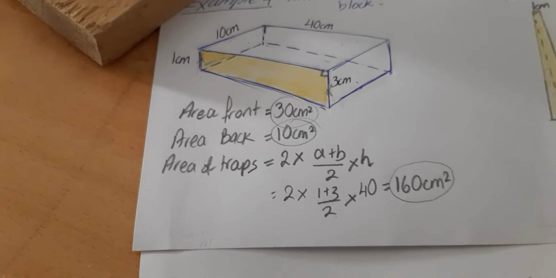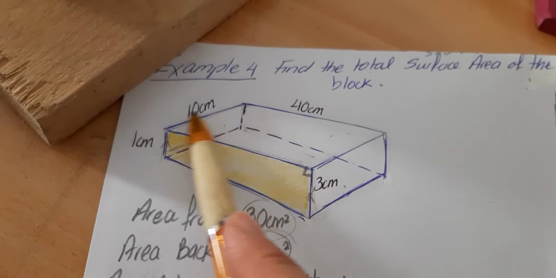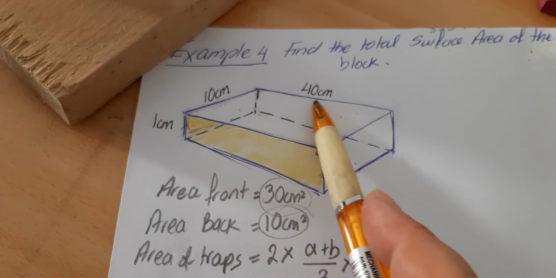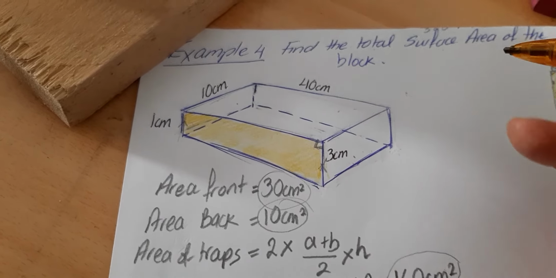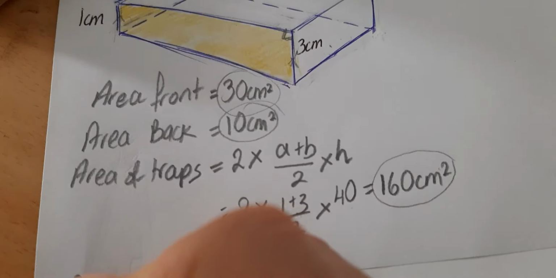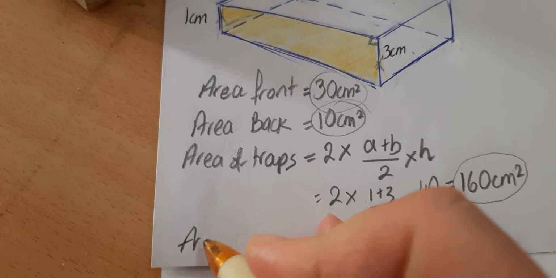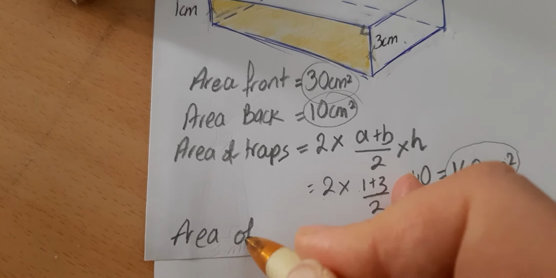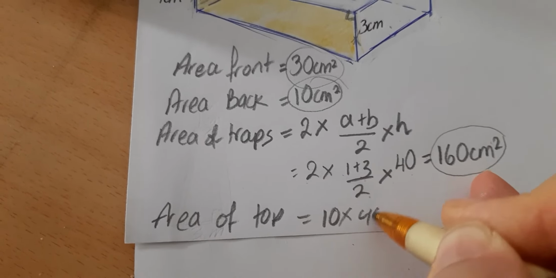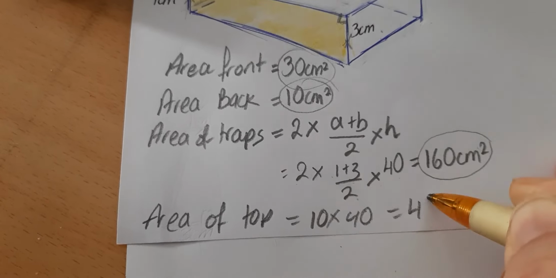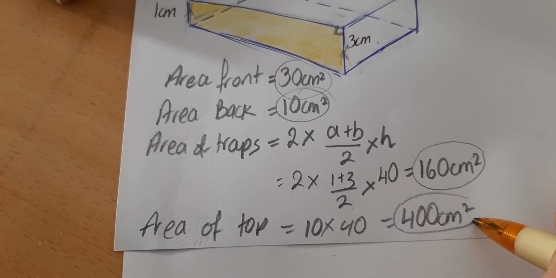And now we have to worry about the top and the bottom. Right, let's have a look at the top. The top is 10 by 40. So the area of the top is not so difficult. Can I fit it in down here maybe? Area of top equals 10 times 40, which equals 400 centimeters squared.